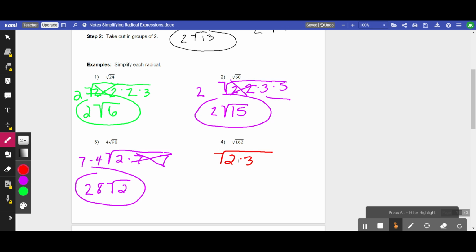So now you're down to 27, and then another 3 will go into your 27. So you can divide 27 by 3 again, which would then be 9.